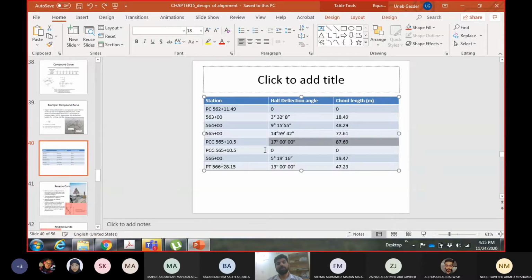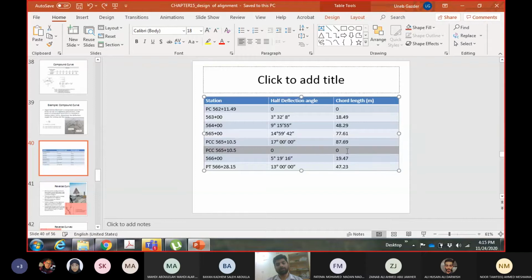Okay. Now, the difference between a compound curve and a simple circular curve, you can see it here. PCC is repeated because PCC is the end of the first curve and the beginning of the second curve. So the first value was written as the end of the first curve, and the second value is written as the start of the second curve. So if PCC is the start point for the second curve, then offset and chord length is 0, 0.